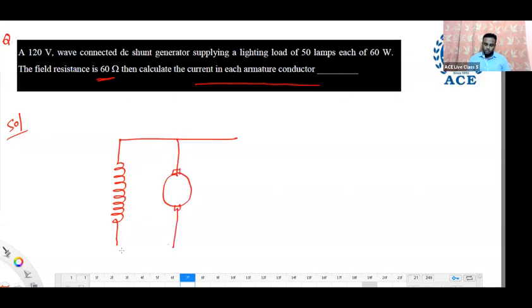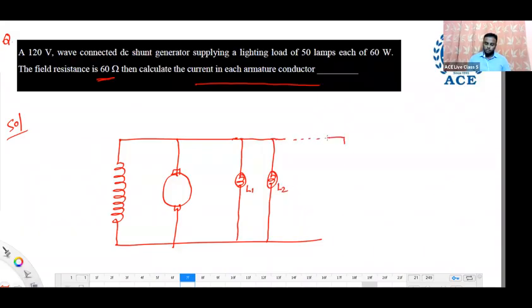It is supplying a lighting load of 50 lamps. Total how many lamps are there? 50 lamps are there. All 50 lamps are connected in parallel. Let lamp 1, lamp 2, L1, L2, like that. There are total 50 lamps here, up to L50. Okay, 50 lamps are there.